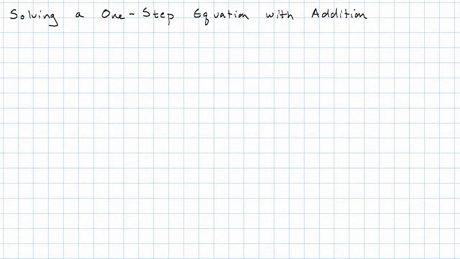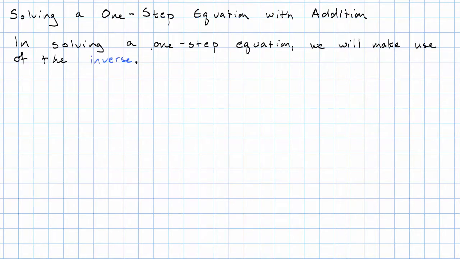In solving a one-step equation, we are going to make use of the inverse. Why is that going to help us? Let's consider how to solve a one-step equation that involves addition. Suppose we have the equation x plus 4 equals 9.